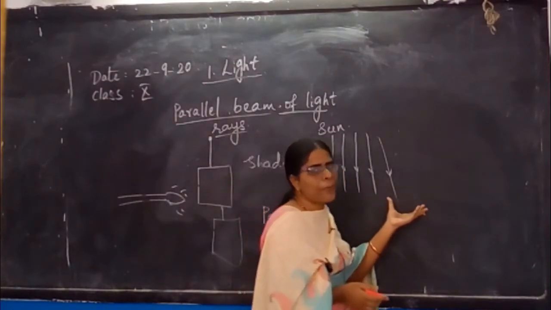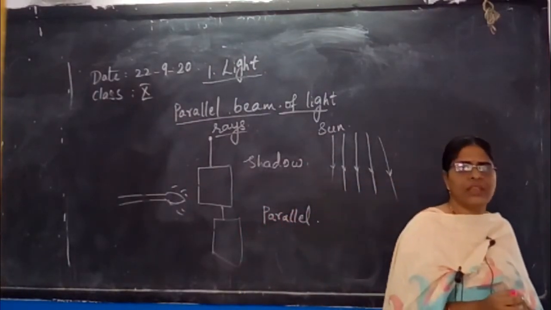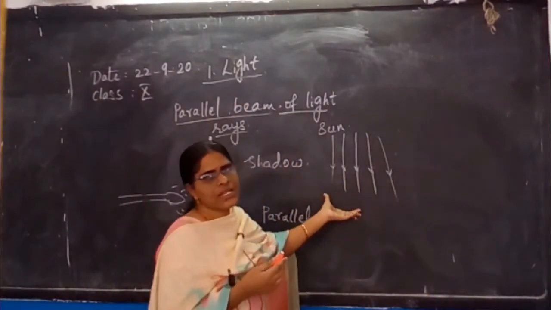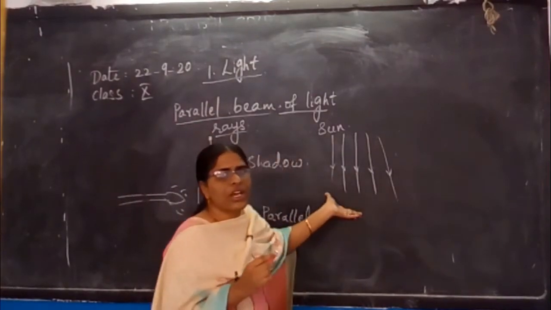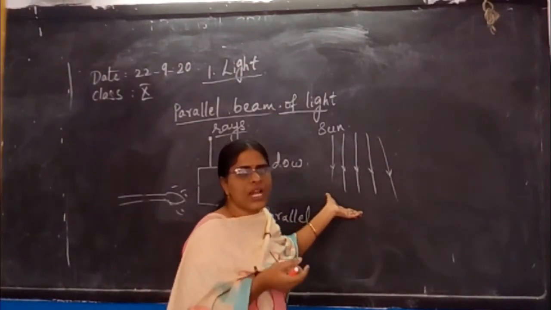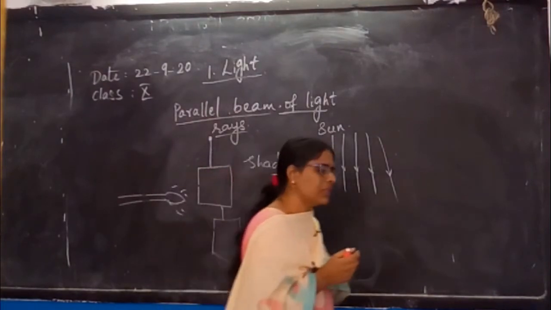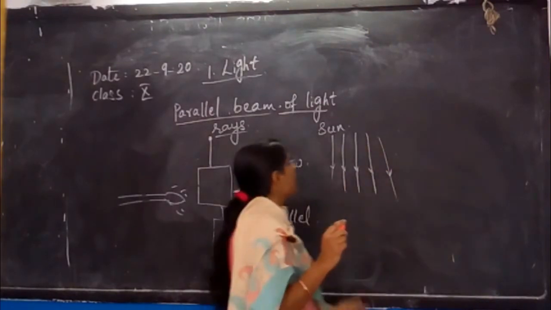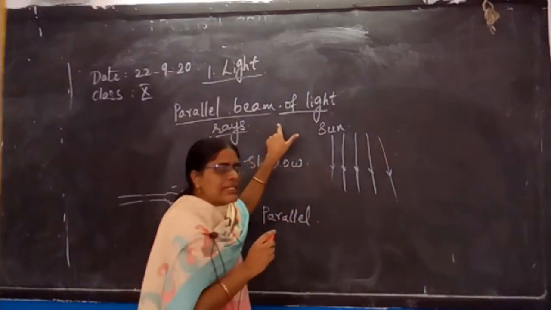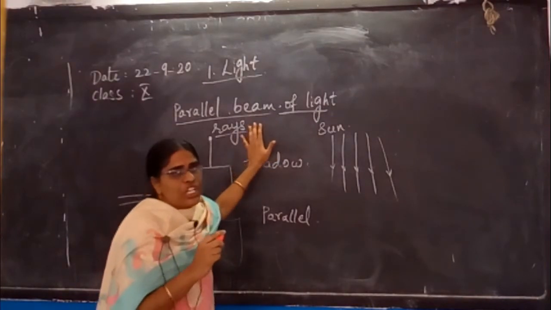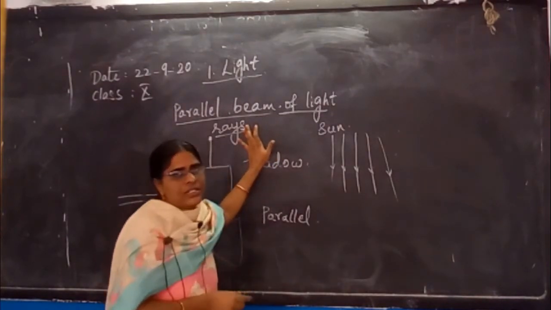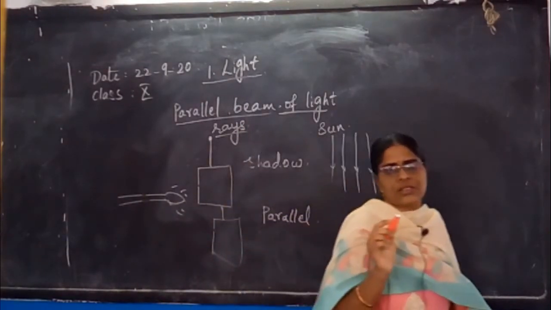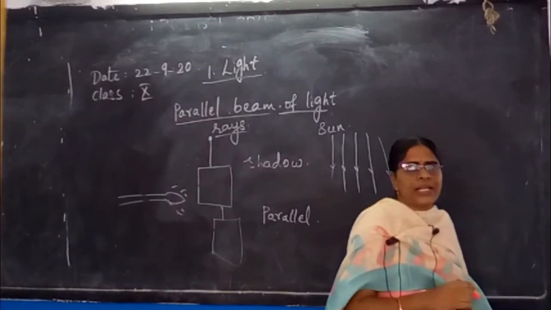This converging point makes the paper start burning. This is the activity to show that whenever we need a parallel beam of light rays, we should keep the object at a faraway distance. That means the object should be at infinite distance, like our example, the sun.